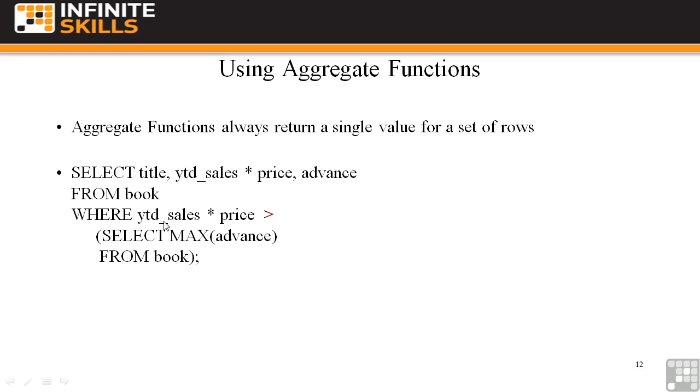And I want to see if any book has made more money than an advance we've given. So I'm going to multiply the year-to-date sales times the price. That's the number of books sold times the price. And see if that number is bigger than the maximum advance we gave on any book within the book table. And I'm going to display all this information by showing this calculation here and advance. And see, I can do this calculation as part of an expression inside the select statement. So let's go run this.